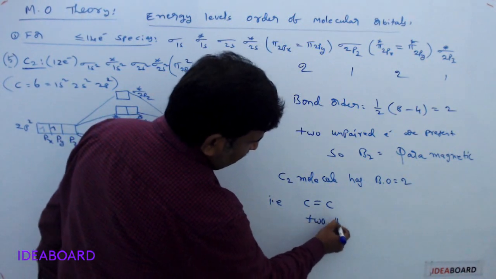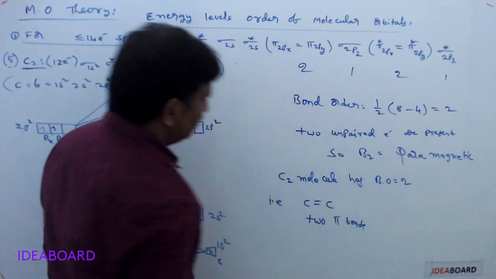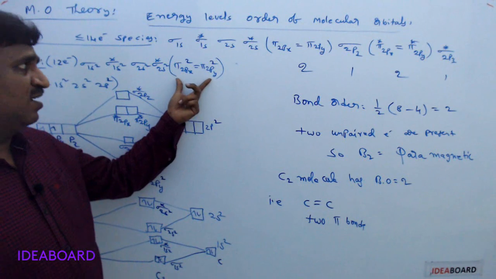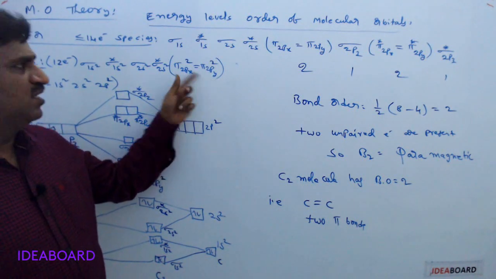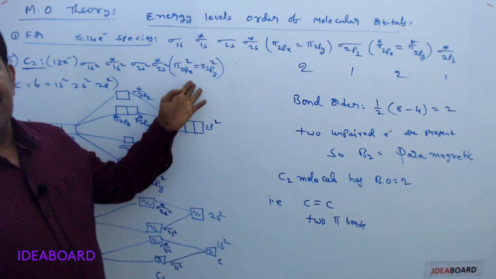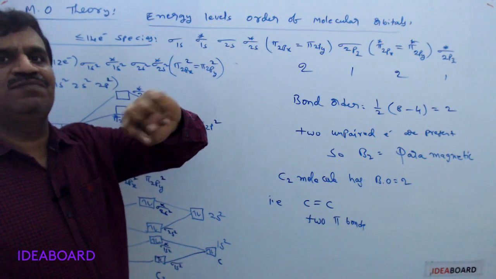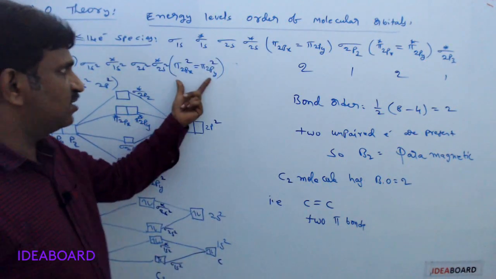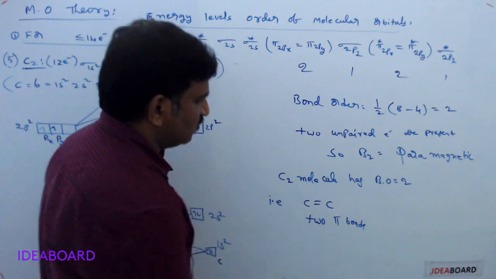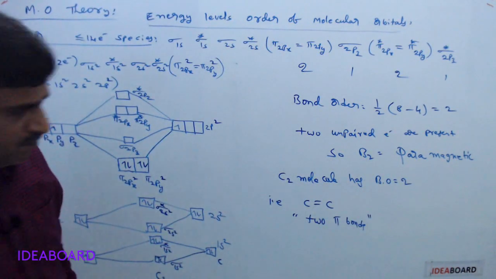That is a very, very important point. Two pi bonds are present. Why, sir? See, what is the last configuration or valence shell configuration? Here it is pi 2px2, pi 2py2. It is not sigma. If one is sigma, another one is pi, you say one is sigma, one is pi bond. But here both are pi bonds, pi electrons. So here the bonds formed are only two pi bonds. It is a very, very important point.